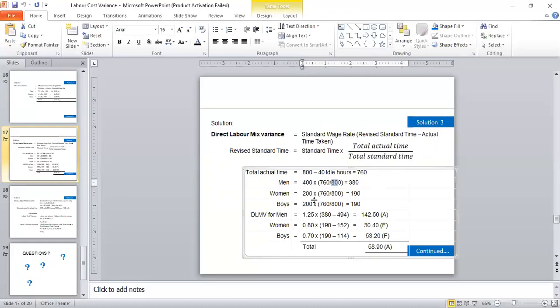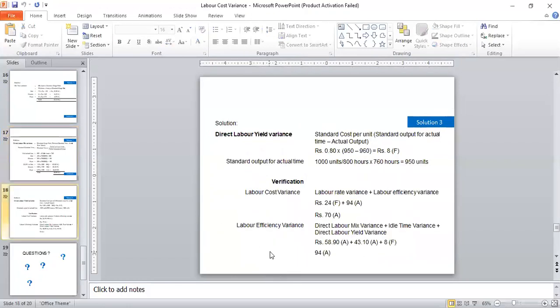Same thing we have in case of the women also: 200 standard time hours, 760 the actual time hours, and 800 total standard time. Revised standard time is 190 hours. For the boys, we have also the same situation. We have 190 hours revised hours. Now we are putting into the formula to calculate the direct labor mix variance.